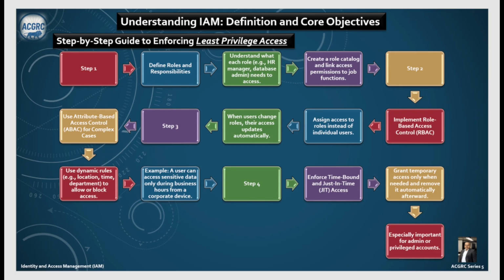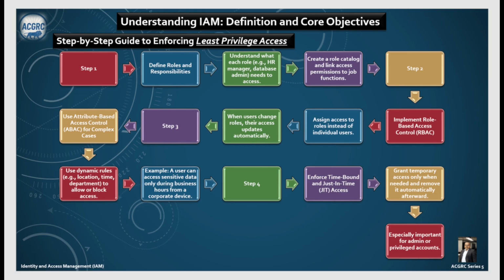Understand what each role needs to access. An HR person might require access to the HR database. They might need a front end, their people management software. But they have no role to play when it comes to database administration. They would need the database for getting the information using their tool. But direct access to the database? No way. So understand what each role requires to perform their defined function. Create a role catalog and link access permission to the job function.